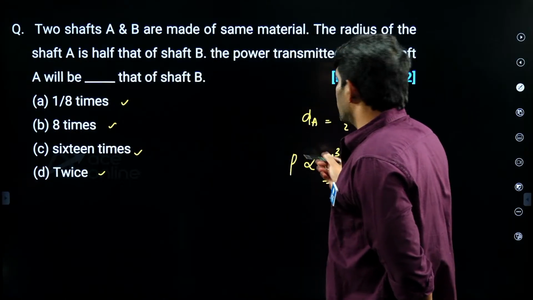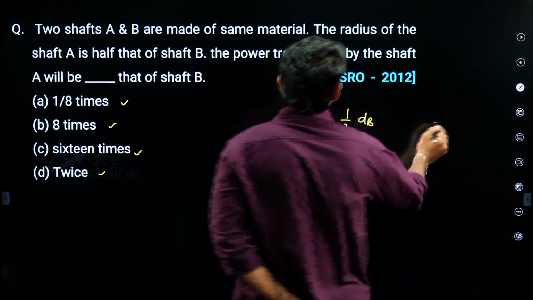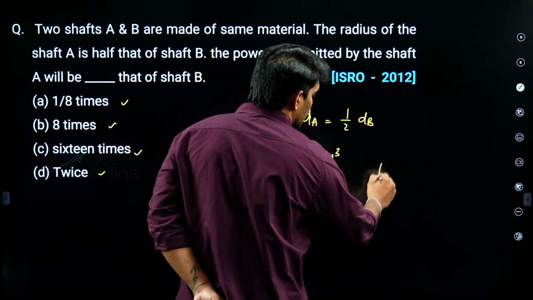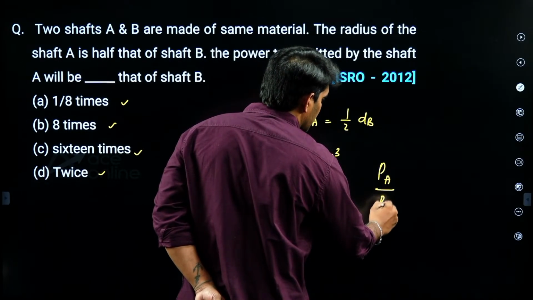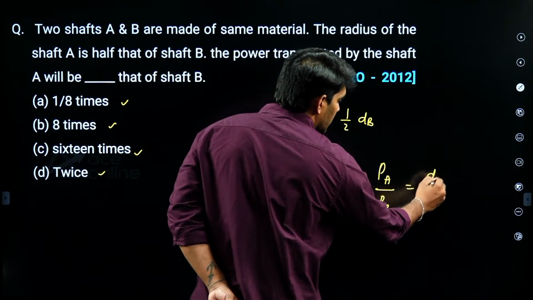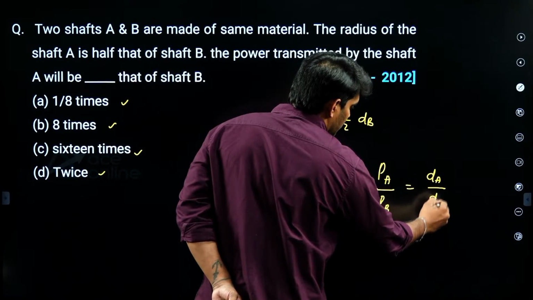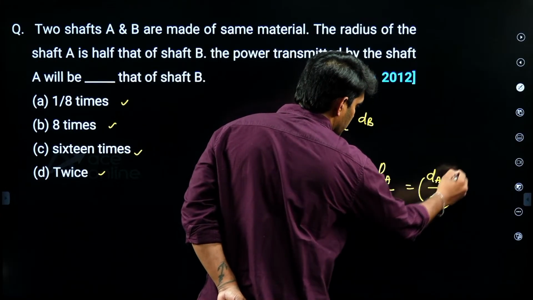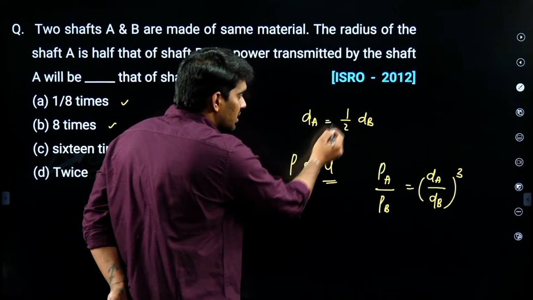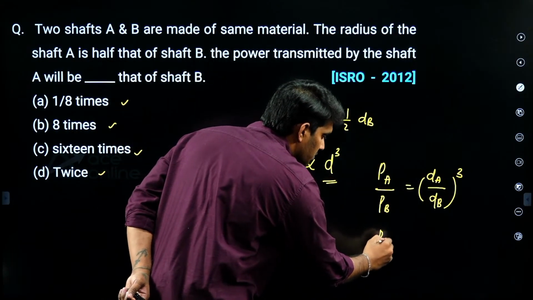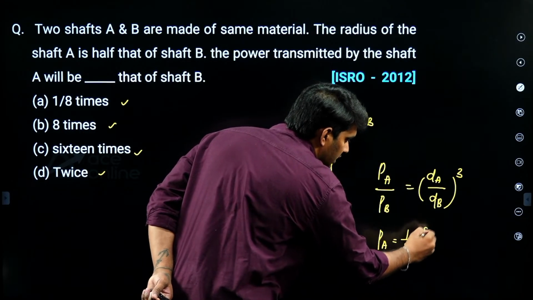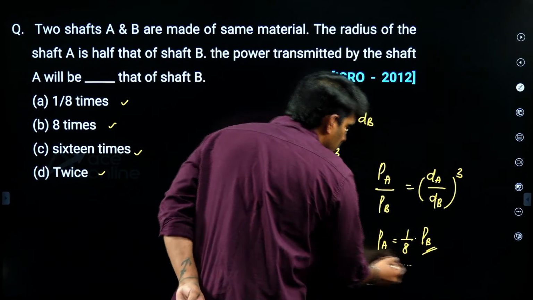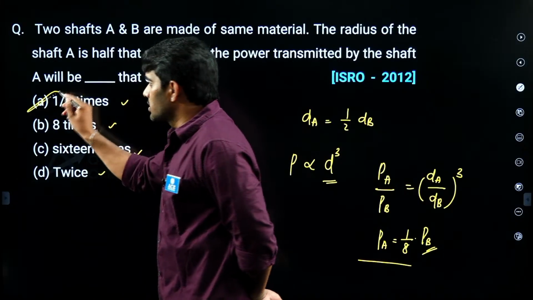If you observe carefully, the power transmitted by A divided by the power transmitted by B is equal to (dA by dB) whole cube. dA by dB is 1 by 2. So the power transmitted by A is equal to 1 by 8 times the power transmitted by B. So the answer here is 1 by 8 times.